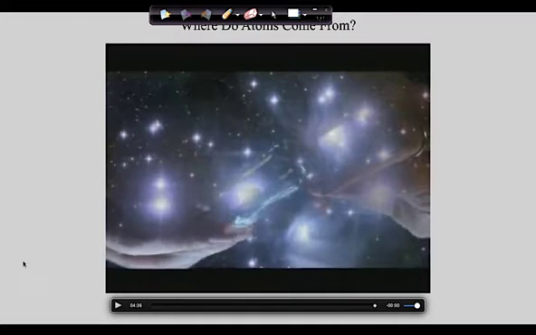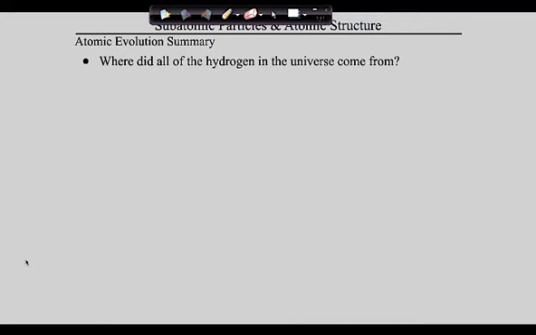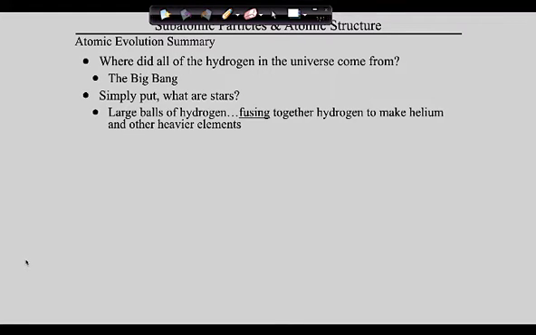So guys, let's go answer these questions. You ready? Question number 1, where did all the hydrogen come from? Big Bang. Question number 2, what are stars? They're big balls of hydrogen that are fusing hydrogen together to make the heavier elements. So guys, what that means is when you look up in the sky and you see all these stars, you're actually seeing big balls of hydrogen fusing together to make helium and other heavier elements, releasing energy in the form of heat and light.